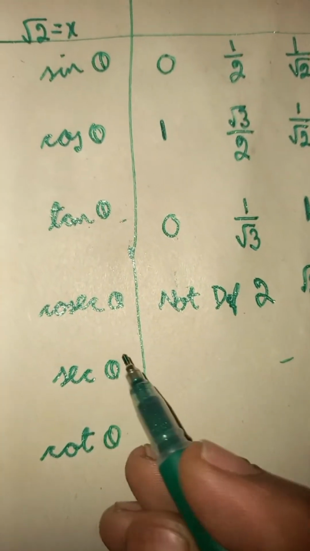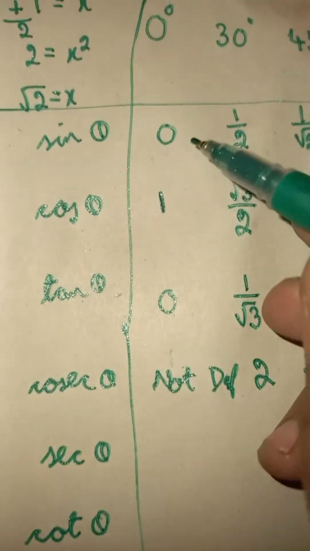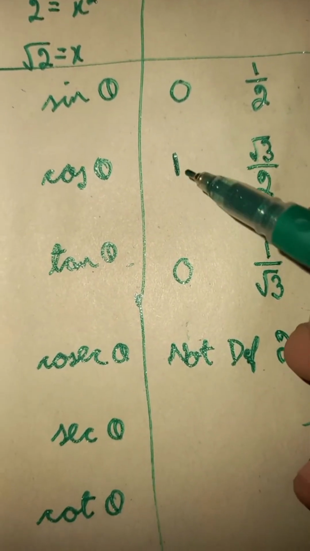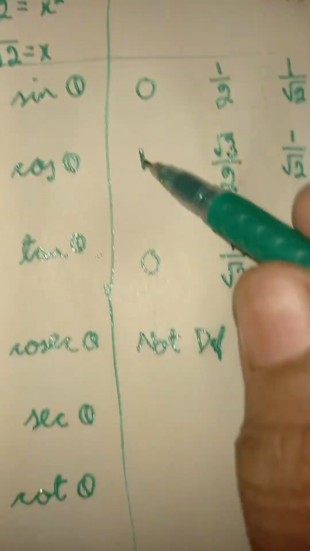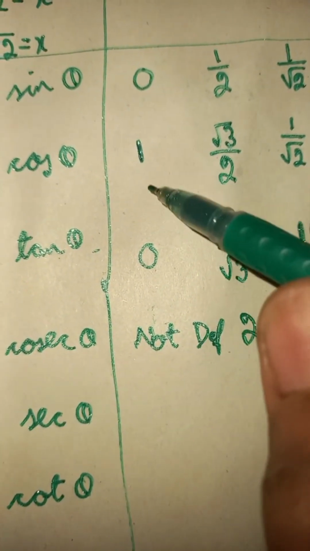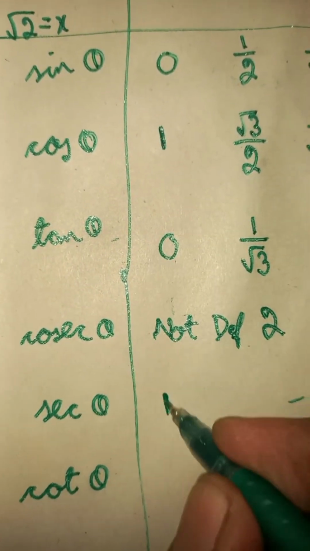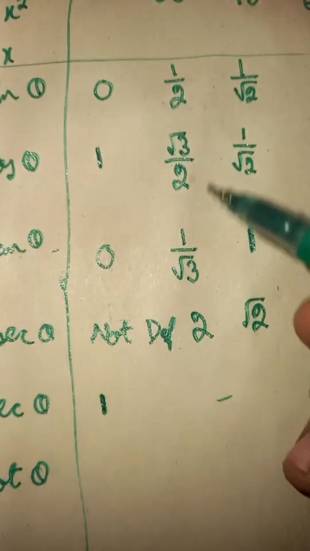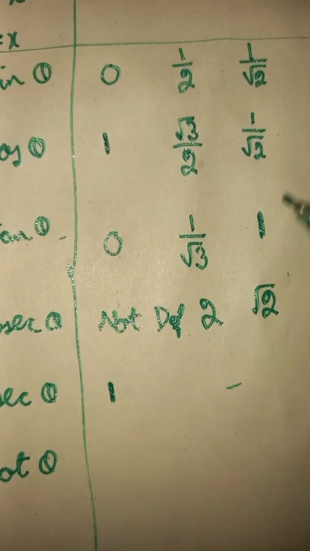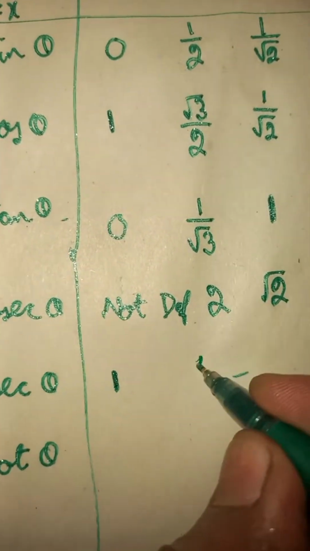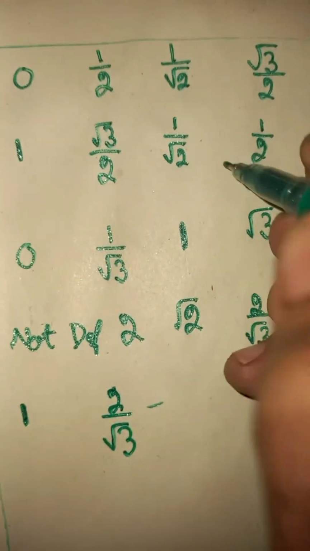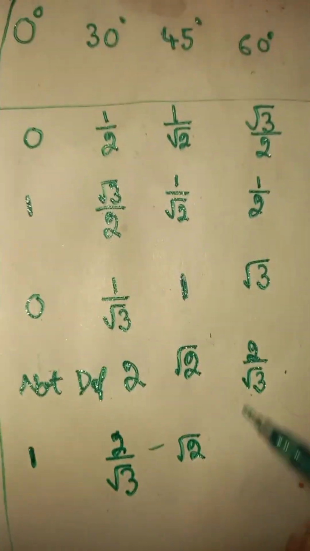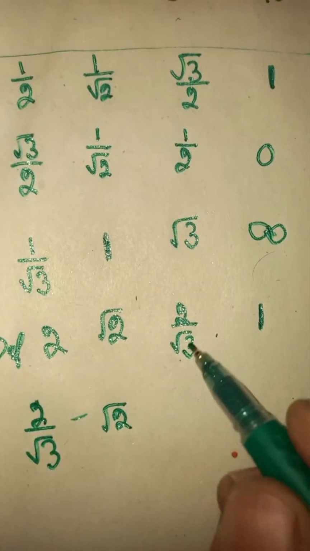Let's take another one. Here they are giving secant theta. Secant theta means flipping of cos theta. Cos of 0 degrees is 1, 1 by 1, so even after flipping it remains 1. Here it is root 3 by 2, cos of 30 degree, so secant of 30 degrees is 2 by root 3. And this one is 1 by root 2, so after flipping, it becomes root 2. That is secant of 45 degree.